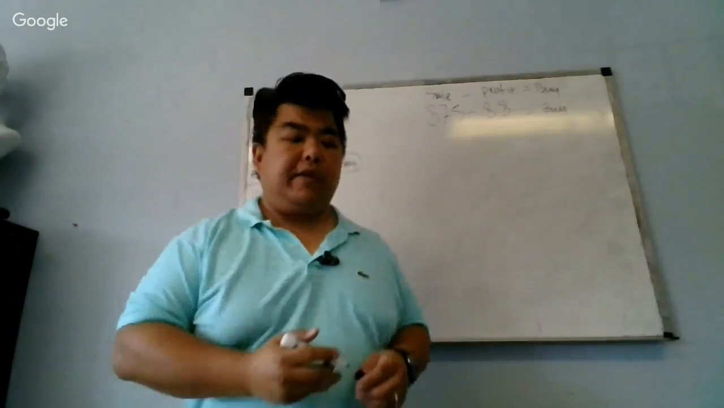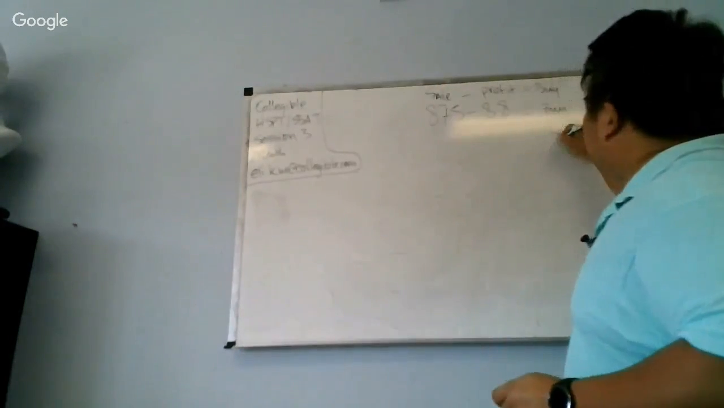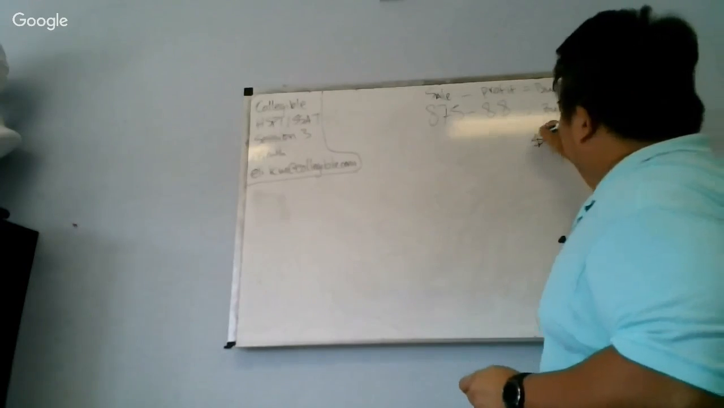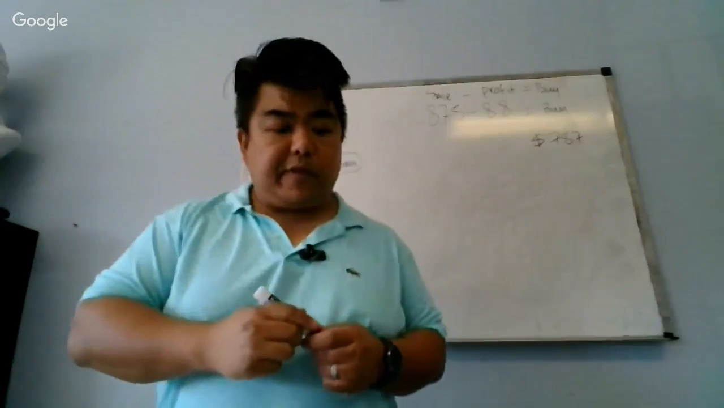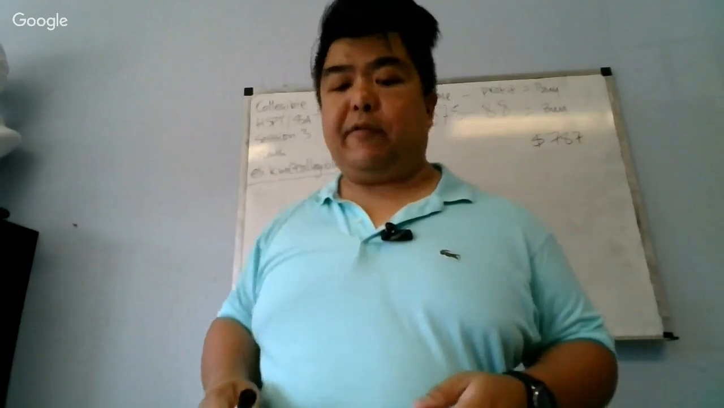Okay, what did you get on this one? 787, thank you, Victor. So this is 787. That would be how much this person bought it for. Okay, and that's how much he paid originally for this.